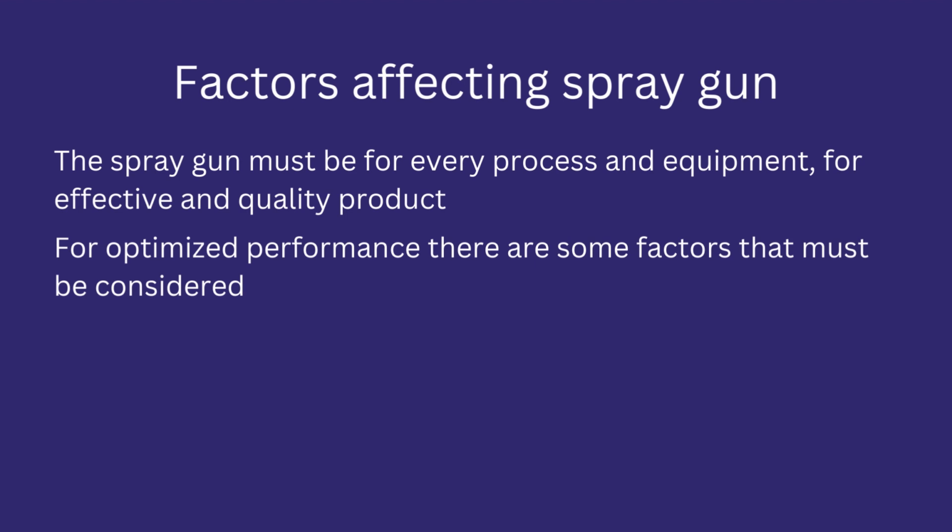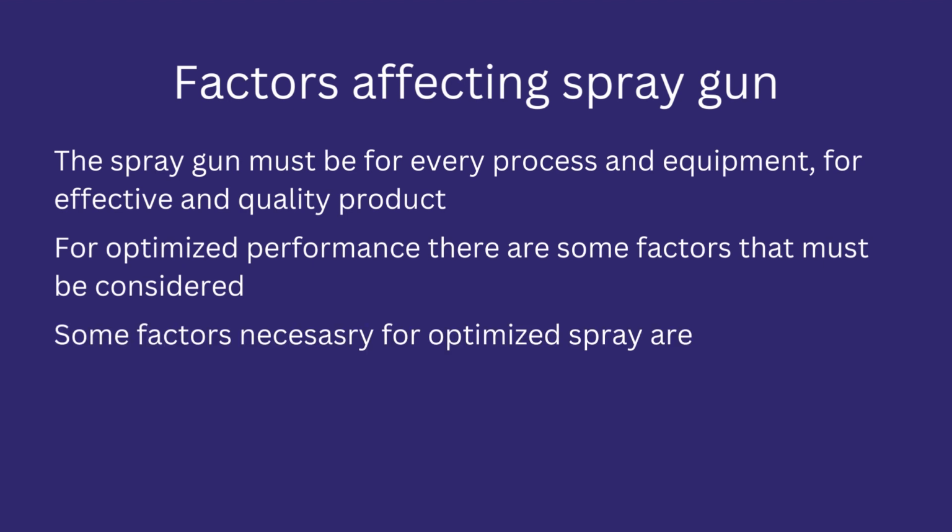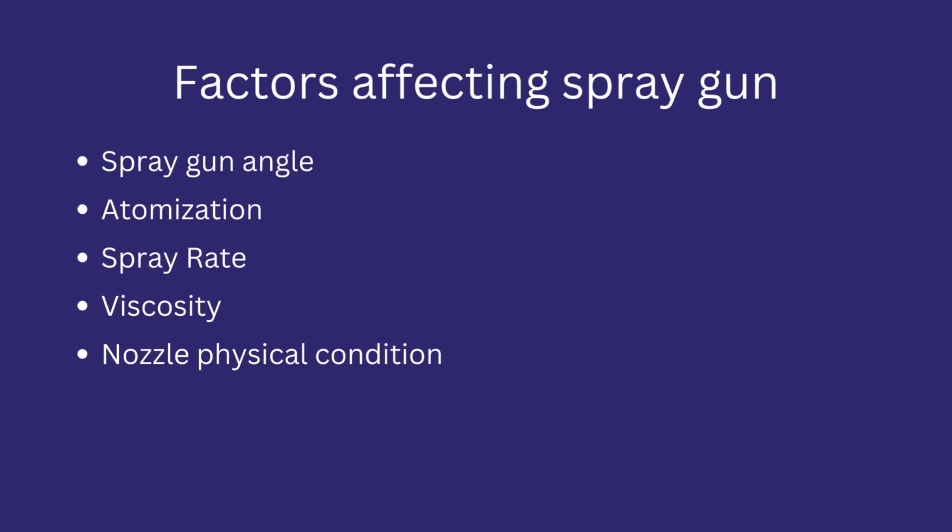There are some parameters related to the spray gun that must be optimized, which will result in an effective spraying process and the resultant quality in the final product. Some factors that are considered critical for a spray gun include spray gun angle, automation, spray rate, viscosity, and nozzle's physical condition. Let's discuss each.